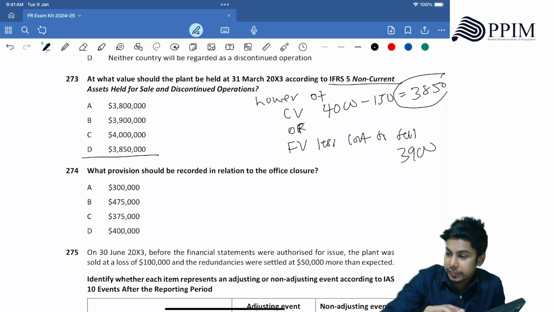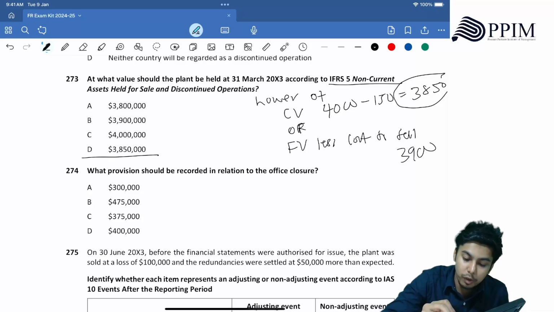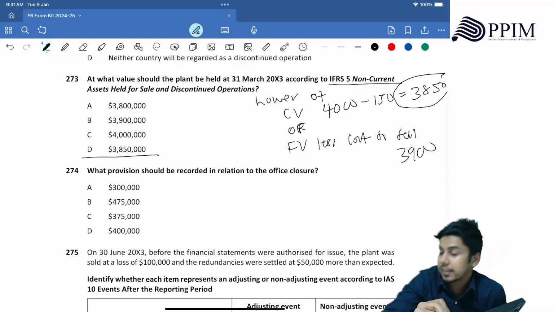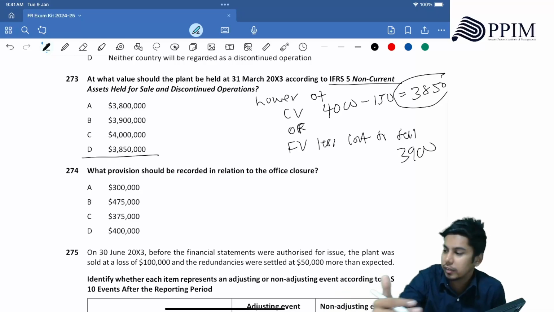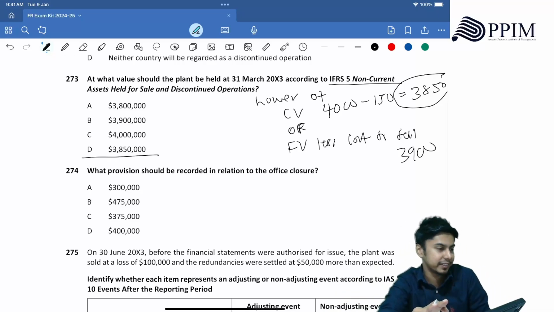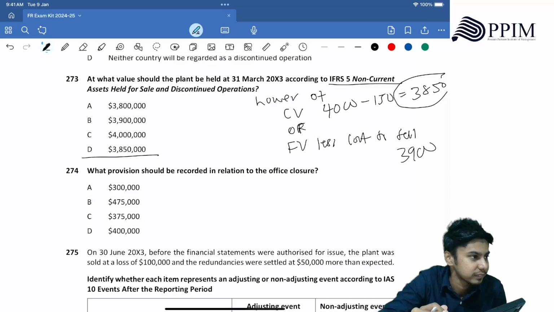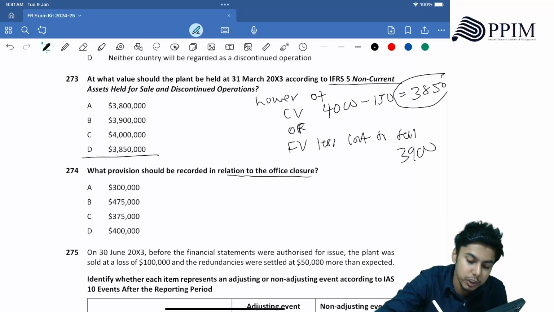Okay, guys, next question. What is the provision related to closure? Exactly. From the day that you classify, for the next 3 months or until we sell it, we are not charging depreciation. Correct. Okay, guys, now next question. What provision should be recorded in relation to the office closure?